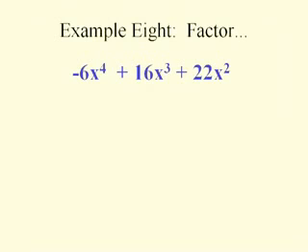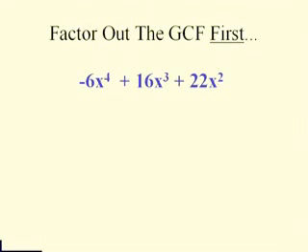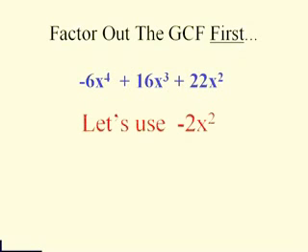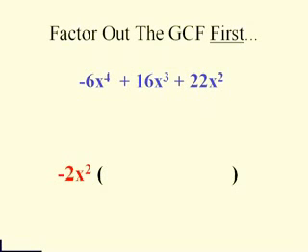Let's take a look at this one. Wait a minute. The greatest common factor of these three is 2x squared. We talked about this before. Nobody likes that negative in front. So instead of using 2x squared, let's take out negative 2x squared, and then we'll be done with the negative for the rest of the problem. Well, let's see what happens. Do our 3 division problems, and we have a somewhat easier problem.